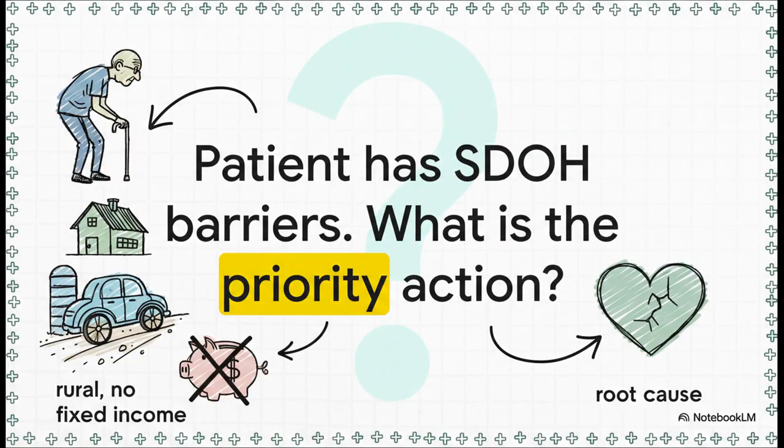Okay, so let's put this into practice. Here's our first checkoff question. You've got an elderly patient with heart failure. The medical side of his discharge plan is perfect. But look at his social situation. He lives way out in a rural area, he doesn't have a car, and he's on a fixed income. So what is your absolute #1 priority to keep him safe when he goes home? Really think about the root of the problem here.